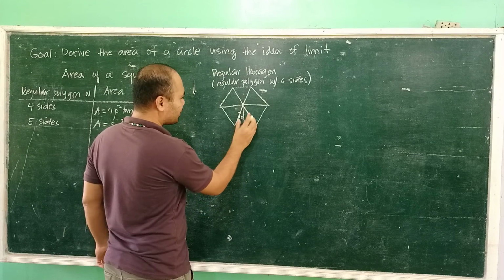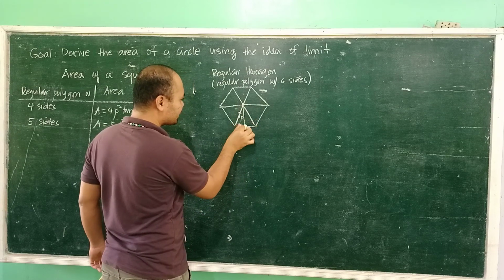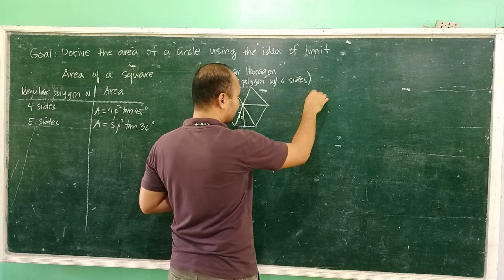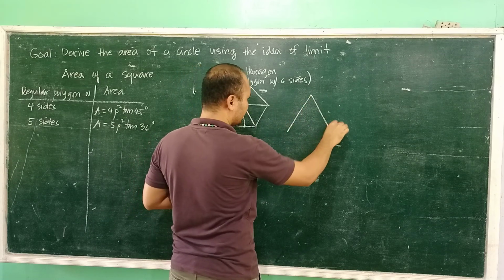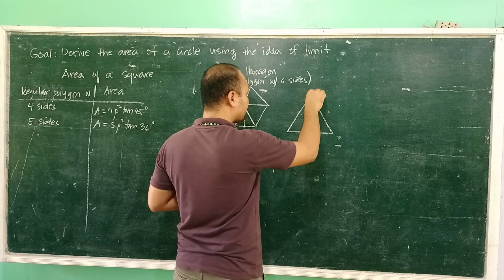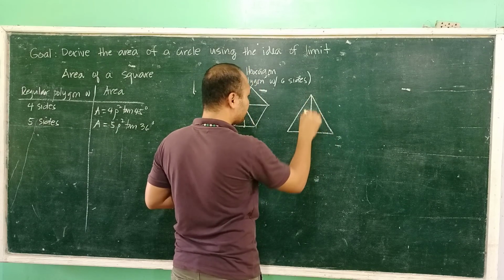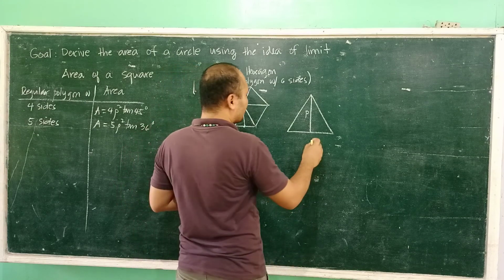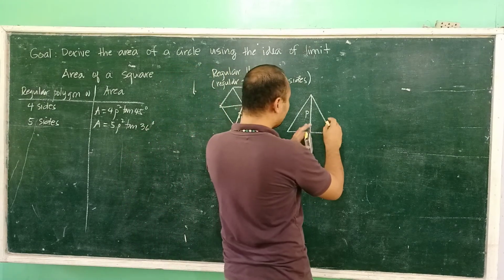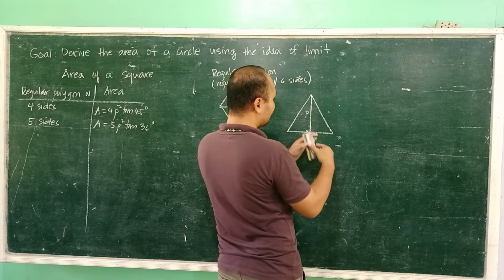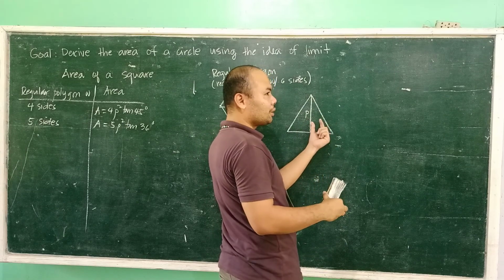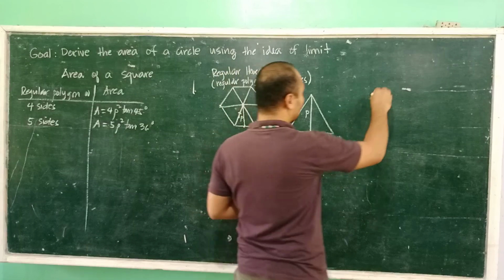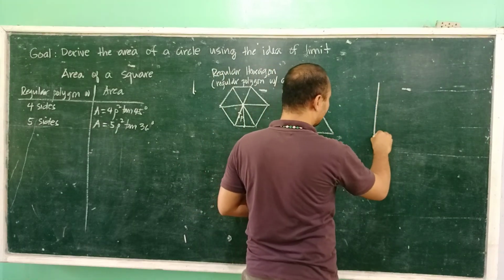Then we will magnify this part. We will take this isosceles triangle and magnify it a bit, like this. And this is p. Then we will solve this smaller triangle. This is actually a right triangle, so we will magnify again.